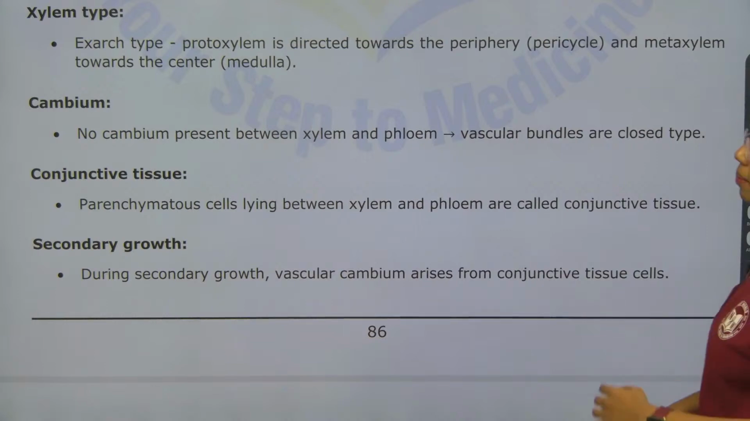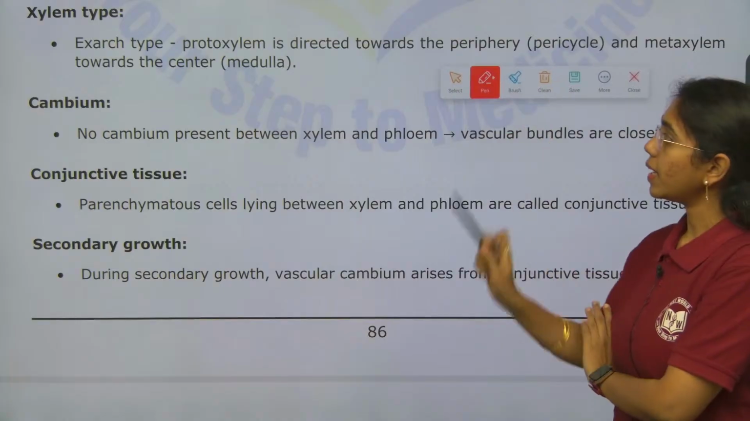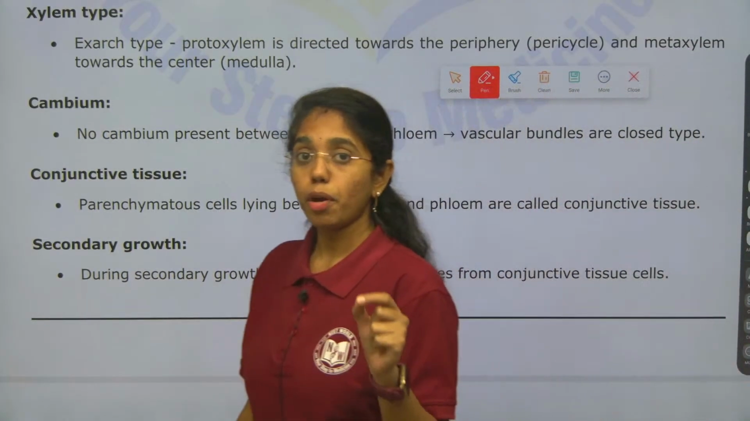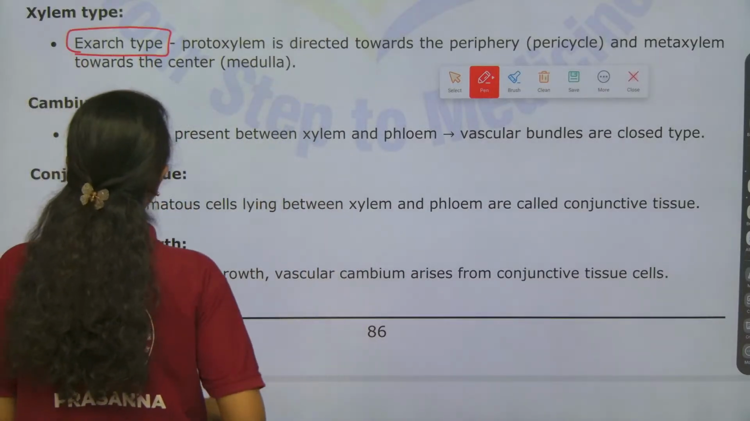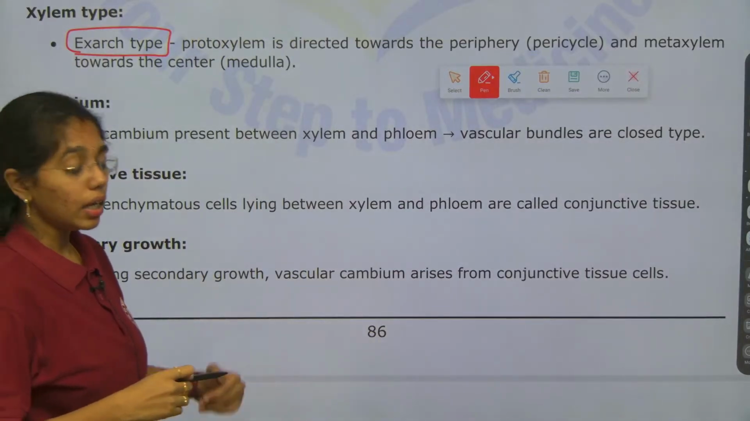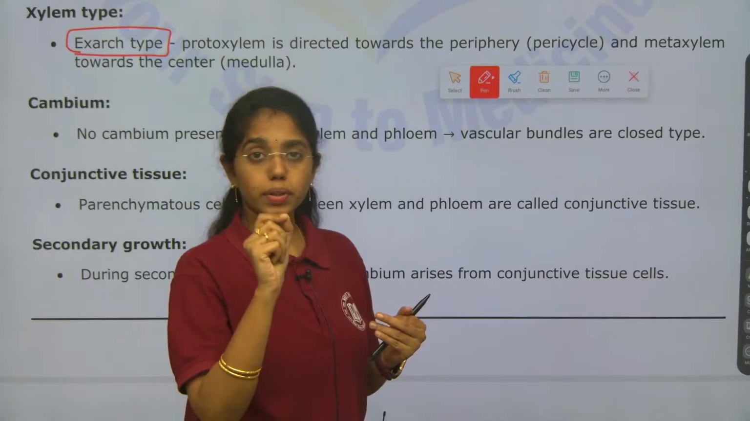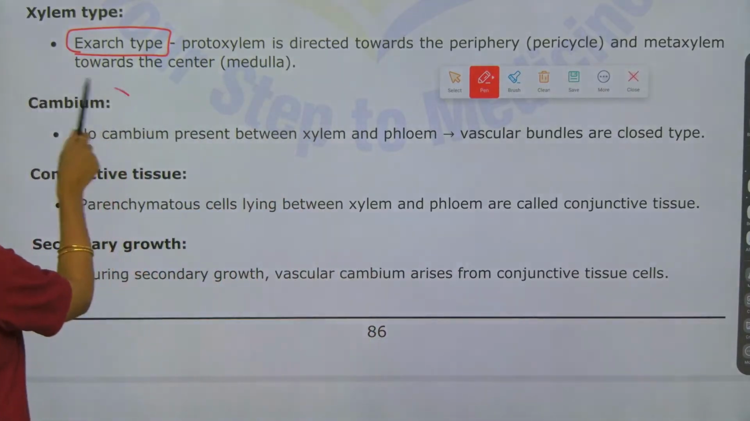And how xylem and phloem are arranged here. Protoxylem is towards the periphery and metaxylem is towards the center or pith. This type of vascular bundle arrangement is called exarch type. If you see in the stem, it is endarch type, wherein protoxylem is towards the center and metaxylem is towards the periphery.